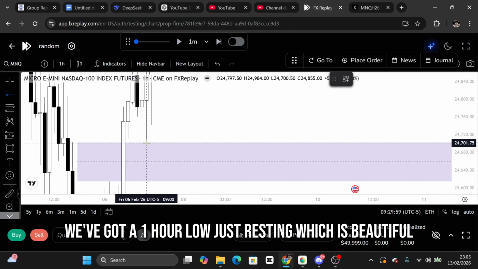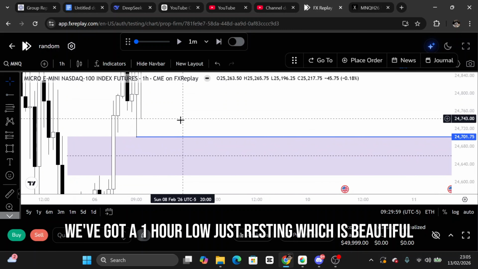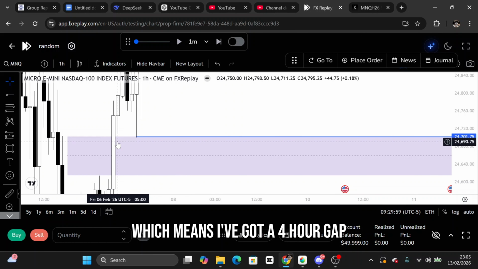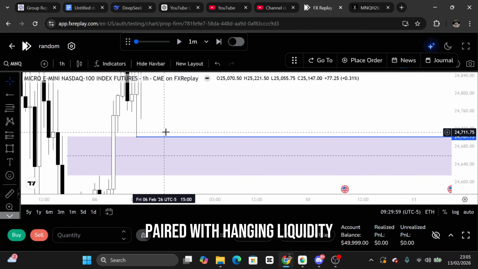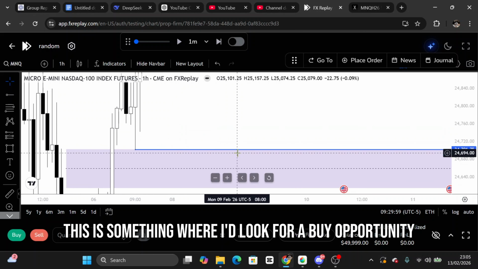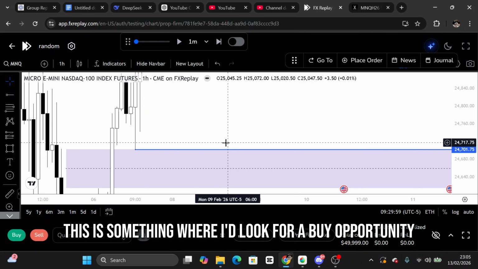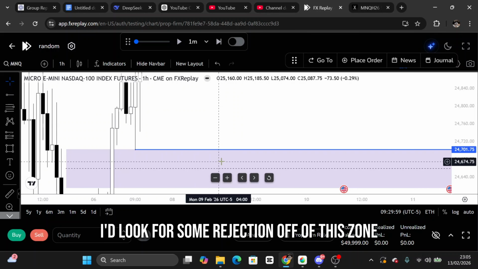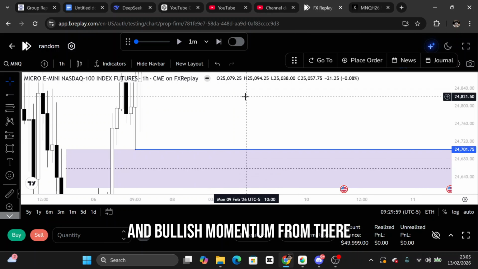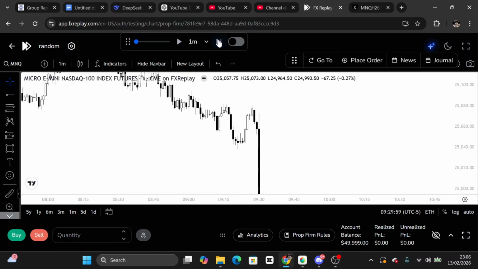We've got a 1-hour low just resting, which is beautiful, which means I've got a 4-hour gap paired with hanging liquidity on the 1-hour chart. This is something where I'd look for a buy opportunity. I'd look for some rejection off of this zone and bullish momentum from there. We scale down to the 1 minute and we play price.